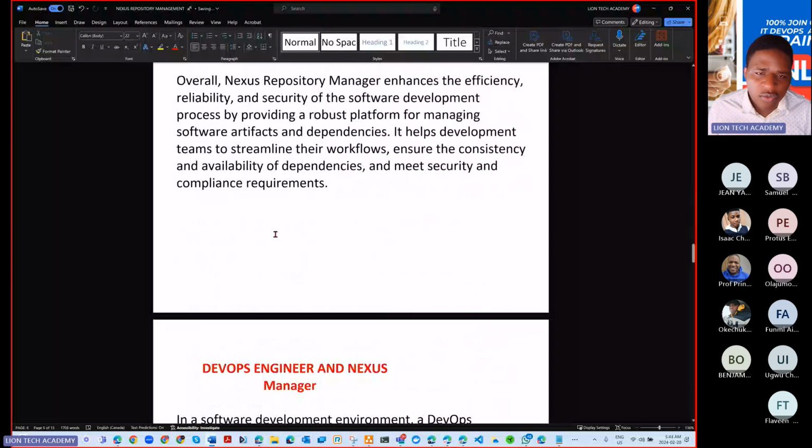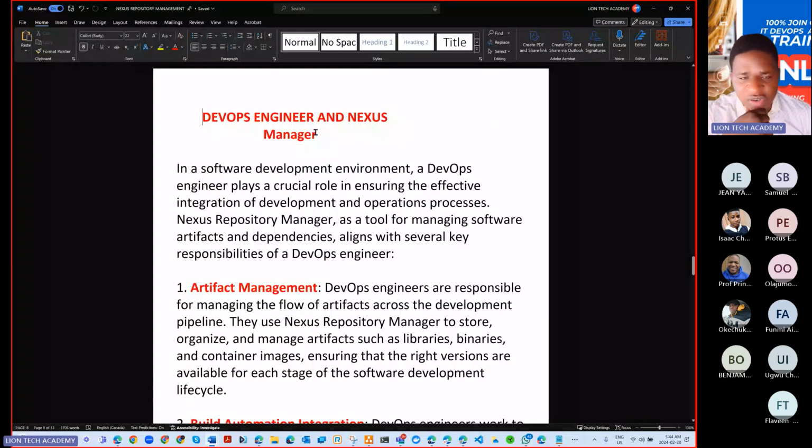Now, the last thing I want to look at is what is the responsibility of a DevOps engineer as it relates to Nexus. In a software development environment, a DevOps engineer plays a crucial role in ensuring the effective integration of development and operation processes. Nexus Repo Manager, as a tool for managing software artifacts and dependencies, aligns with several key responsibilities of a DevOps engineer.